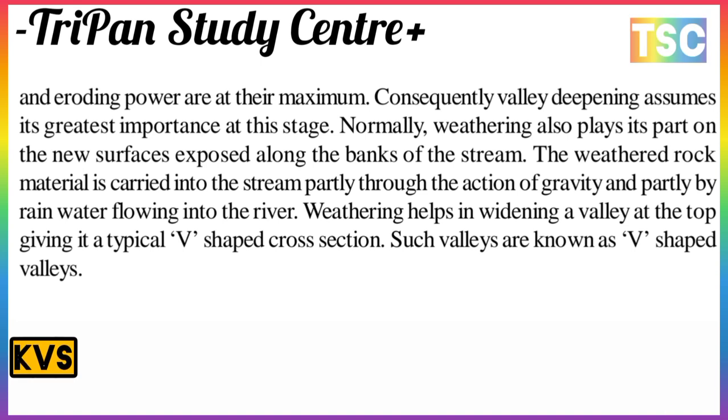Normally, weathering also plays a part on the new surfaces exposed along the banks of the stream, and the weathered rock material is carried into the stream partly through the action of gravity and partly by the rainwater flowing into the river. The weathering helps in the widening of the valley at the top, giving it a V-shaped cross section. Such valleys are known as V-shaped valleys.